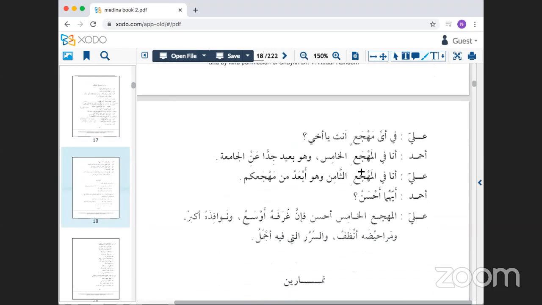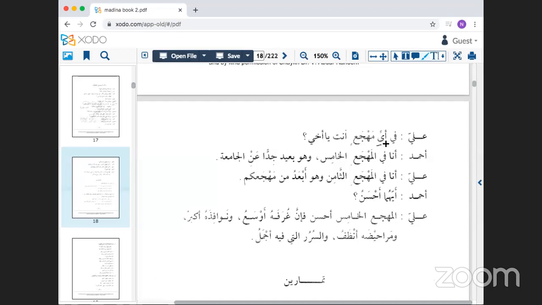Fadhil. Fi ayyi mahja'in anta ya akhi. This interesting word, mahja, basically refers to dorms. For the youngsters that might not know, dorms in a university campus are places where students who come from far away can reside. In Arabic, that is called al-mahja'u. So what building are you in? He's asking him, what building are you in, ya akhi? Fi ayyi mahja'in anta, ya akhi.